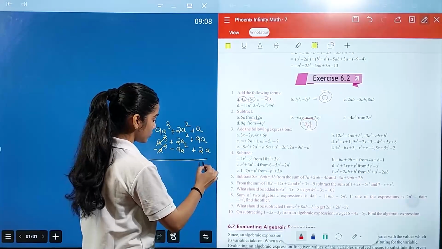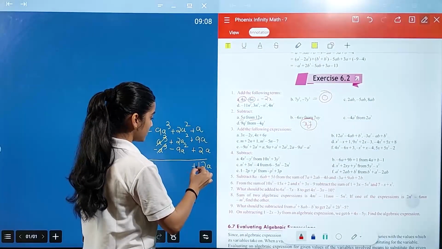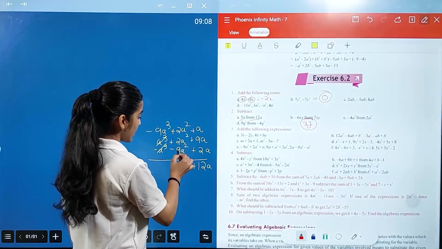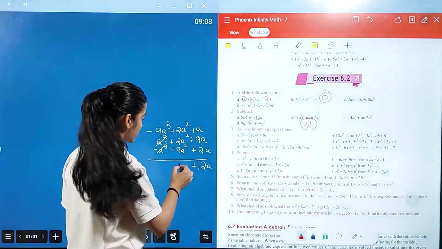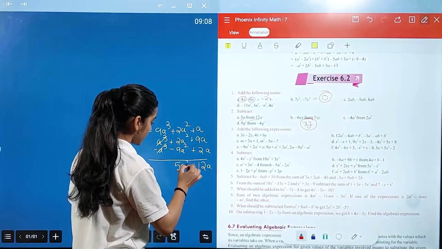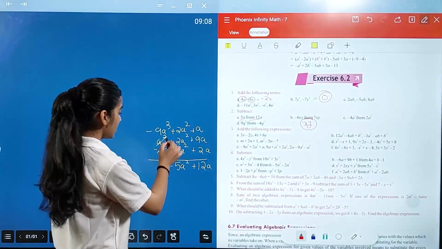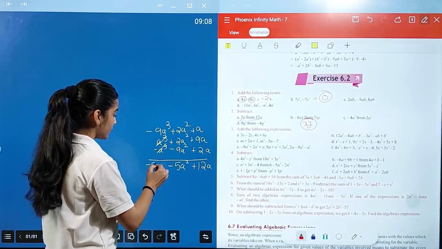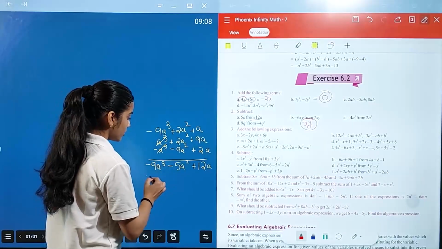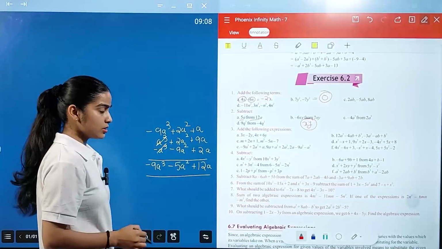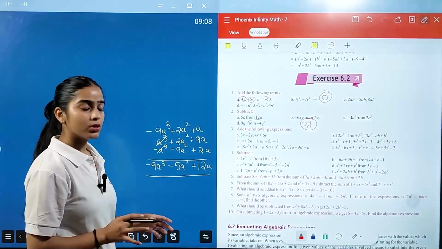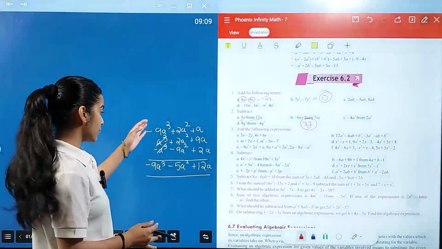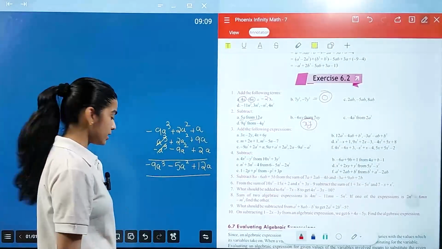11a plus a, so total we have 12a. Then 9 minus 2 is 4a square, and we have to subtract it from 9a square. So you are left with 5a square with a minus sign. Now minus and positive a cube cancel out with each other. So we are left with 9a cube. So in that way you have to solve these questions. It's totally up to you. If you want to solve it in a horizontal way, you can opt for that method, or if you want to write column wise, you can do that as well.